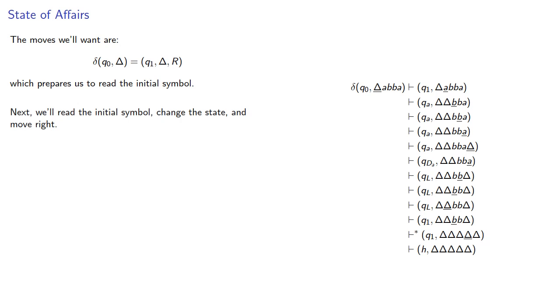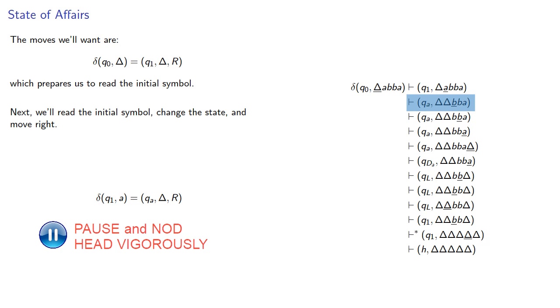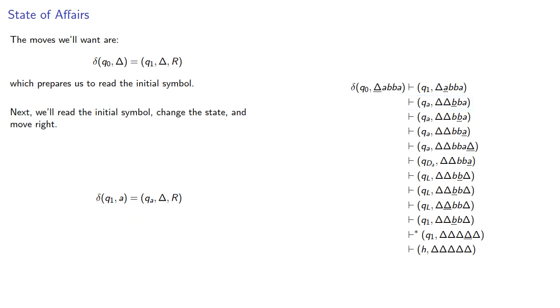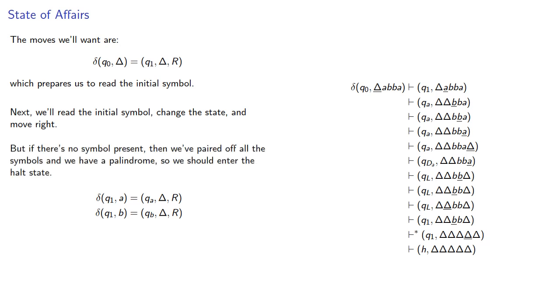Next, we'll read the initial symbol, change the state, and move right. So the initial symbol might be an A, in which case we go to state QA, print blank, erasing the symbol, and move right. Likewise, if we read a B, but if there's no symbol present, then we paired off all the symbols and have a palindrome, so we should enter the halt state.